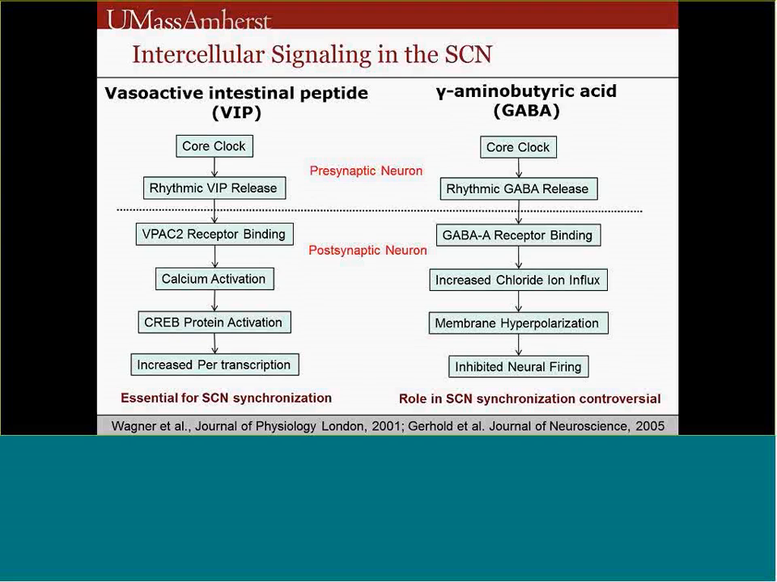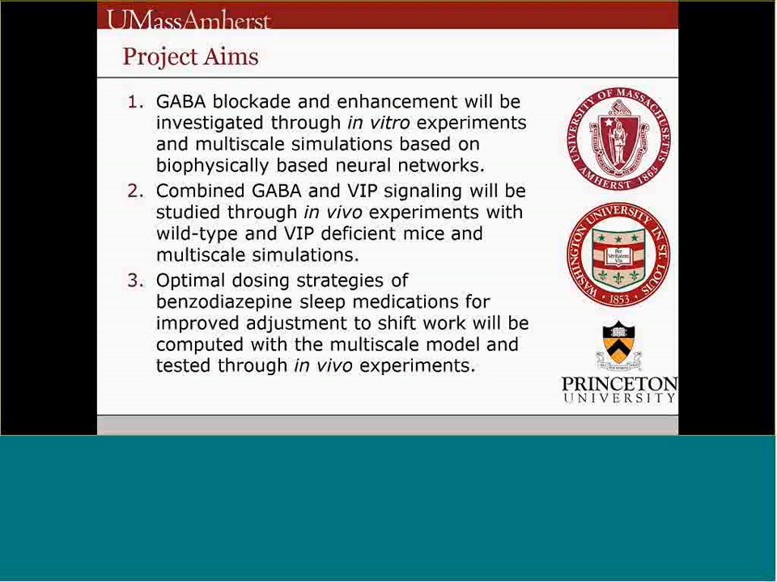On the other hand, GABA, which is very prevalent in the brain, acts through a different mechanism. It acts through the electrophysiology of the cell and inhibits neural firing. Its role in synchronization is very poorly understood. I would say you can find papers that say it does everything: has no effect, has a positive effect during the day, a negative effect at night. So no one seems to understand the role of GABA. That's one of the things we hope to unravel in this project. So here are the aims.